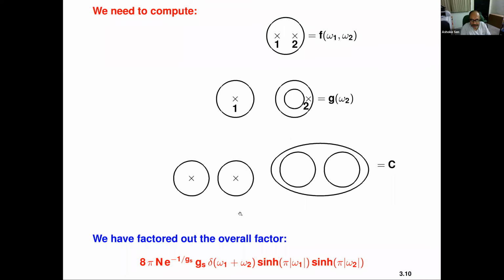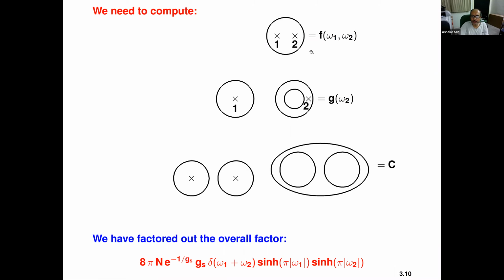And finally, there is this contribution where we have the product of two disk one-point functions and a diagram which can be represented as a disk with two holes. In fact, this is somewhat symbolic because we will also include in here another diagram, which is of the same order, and that's a torus with one hole.